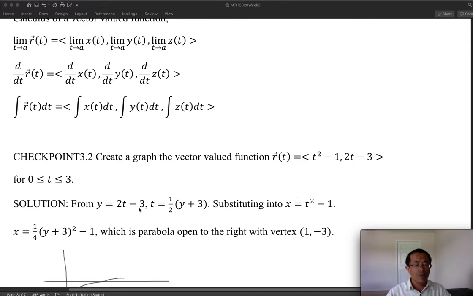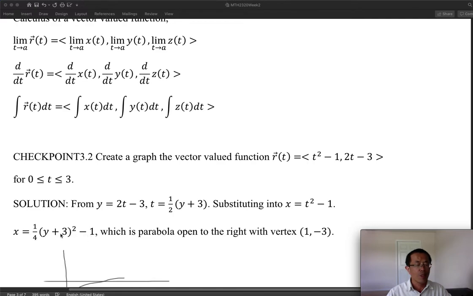y equals 2t minus 3, which really means t equals 1/2 times (y plus 3). And I use this result and plug it into the equation for x. x equals t squared minus 1. So x equals 1/4 times (y plus 3) squared, and then minus 1.